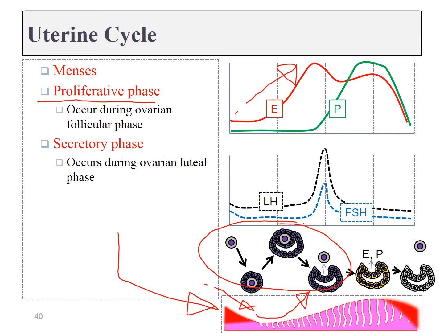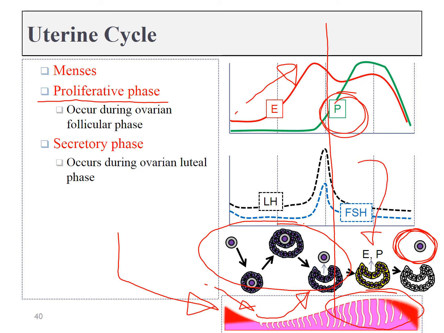We call this the proliferative phase. Then, at ovulation, we switch over to the secretory phase of the uterus, where the uterus begins to secrete nutrients and fluids in preparation for the implantation of a fertilized egg that the ovaries have just produced. This is happening under the control of both estrogen and progesterone being produced by this corpus luteum. Therefore, the secretory phase happens at the same time as the luteal phase of the ovaries.